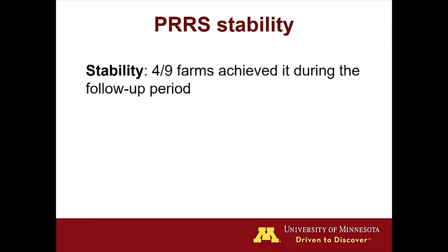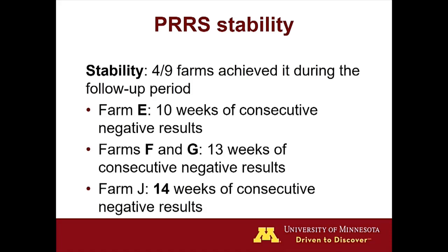So in terms of stability, and when they felt secure to open the farm and enter replacements, this was only achieved in 4 out of the 9 farms during the follow-up period. And the number of negative weeks that we had before they entered gilts into the herd was around 10 weeks in farm E, 13 weeks in farms F and G, and 14 weeks in farm J.